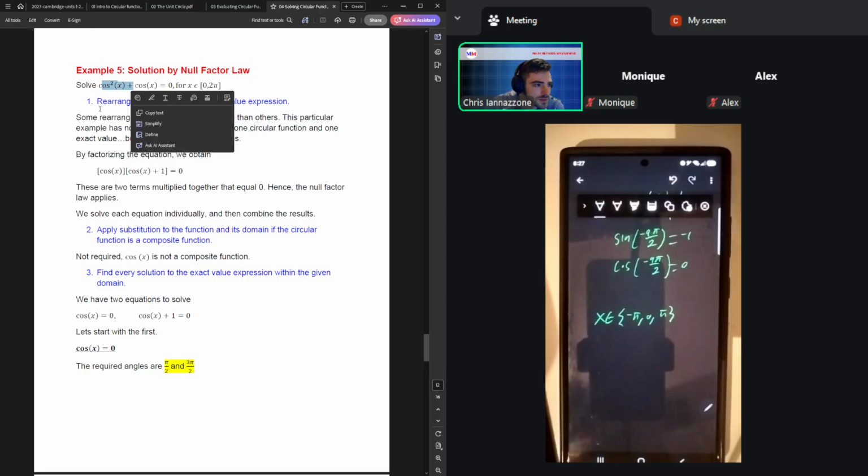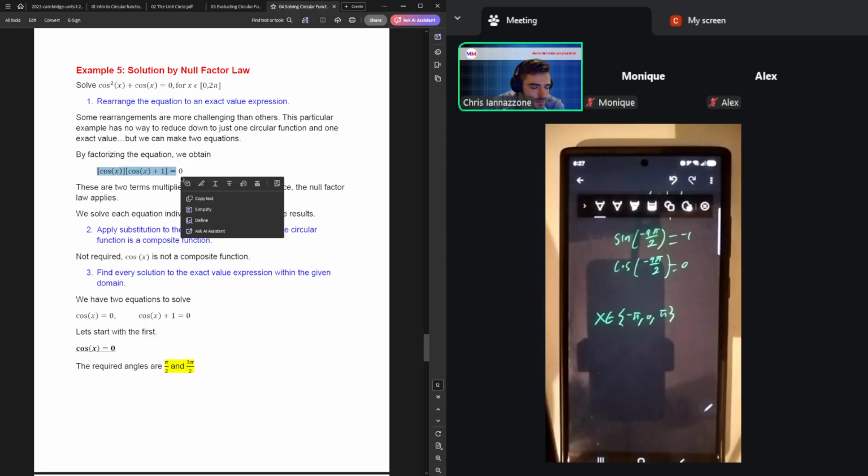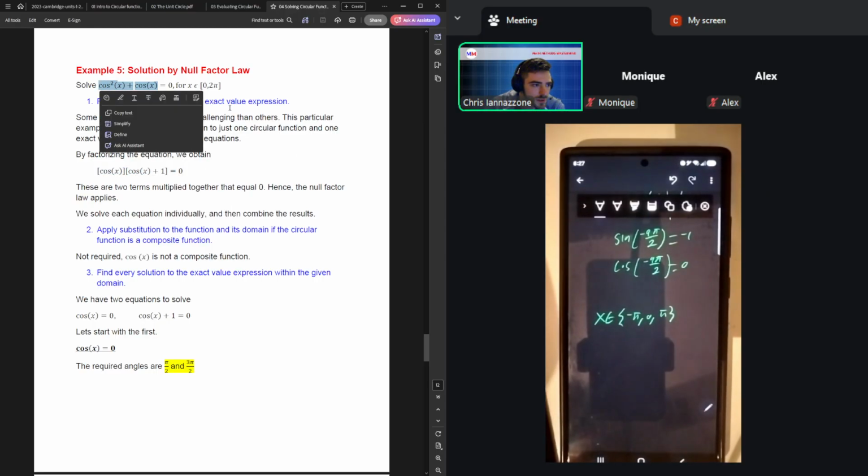Something like this, right? Trying to get your exact value expression, you start looking at this like, well, what am I supposed to do here? I've got to get the circular function on one side, but there's 2 of them. How does that work? You kind of can, at least in this case, by identifying that there's a common factor of cos here. You've got cos squared and you've got regular cos. So you can take a common factor of cos out.